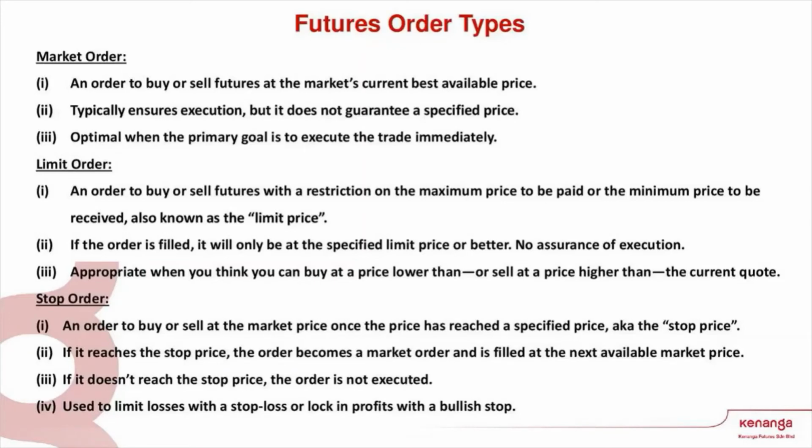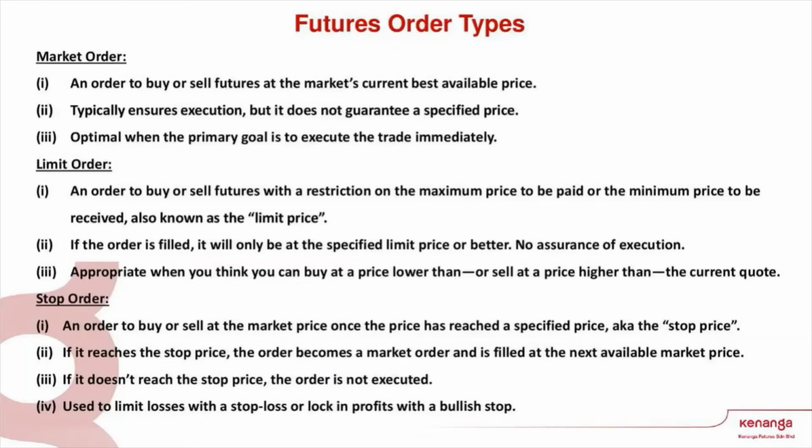A limit order is an order to buy or sell futures with a restriction on the maximum price to be paid, or a restriction on the minimum price to be received. This minimum and maximum price can also be called the limit price. If the order is filled, it will only be at a specified limit price or better. However, there is no assurance of execution. A limit order may be appropriate when you think you can buy at a price lower than, or sell at a price higher than, the current quote or the nominal value quote.